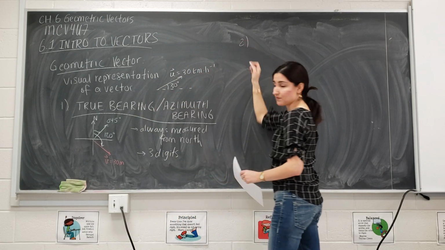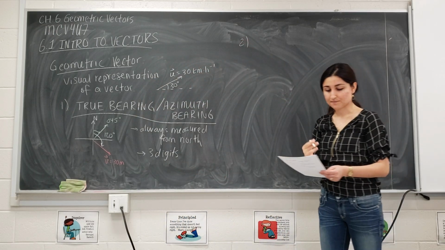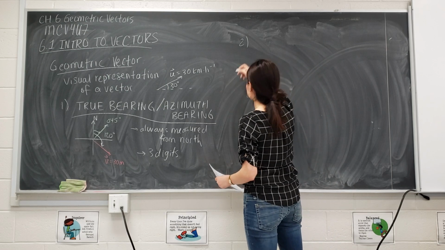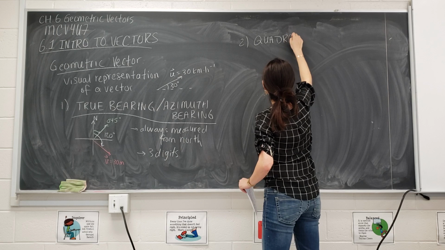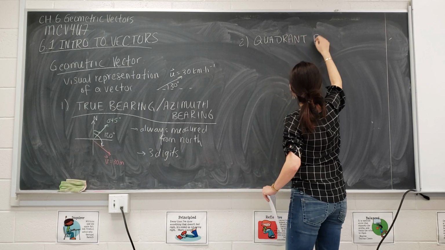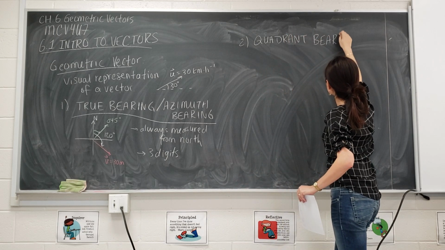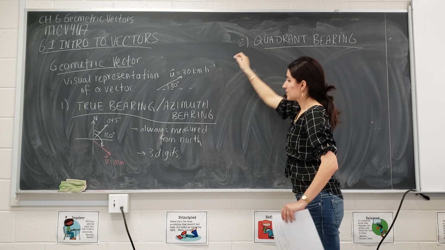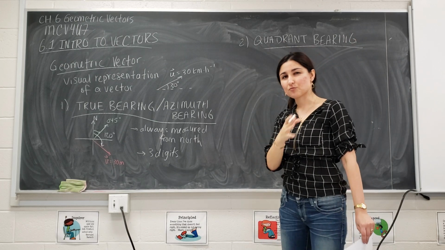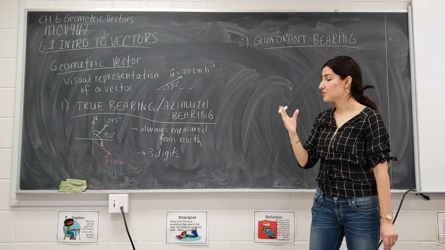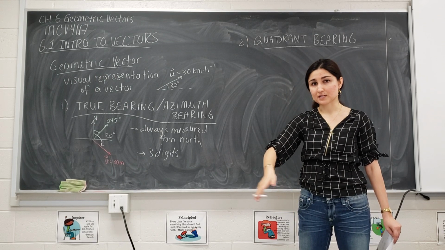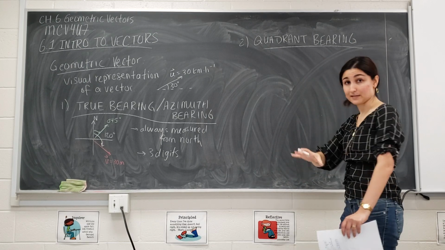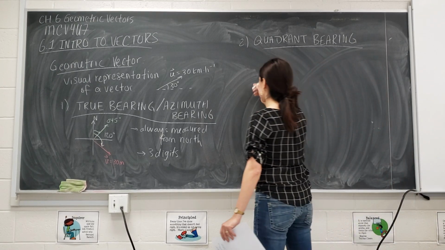The second method of giving a direction is called the quadrant bearing. And this one, if you took physics, you will know a little bit better, just not by this name. So quadrant bearing means that wherever your vector is pointing, you start from either north or south, and you measure a certain angle east or west. And I think I did it backwards for the video, but you get the idea.